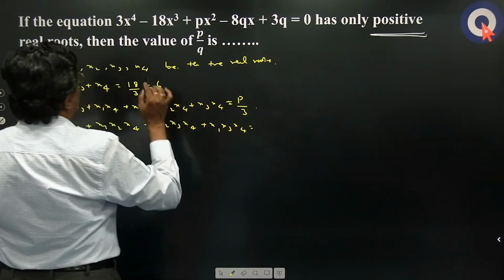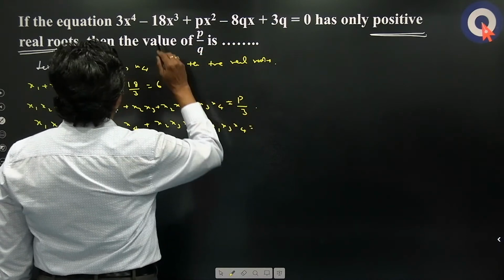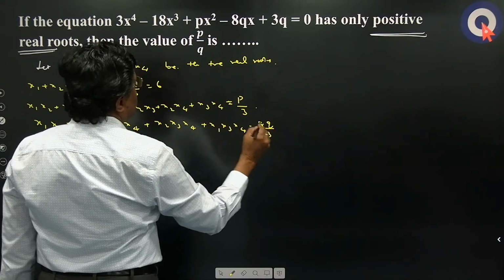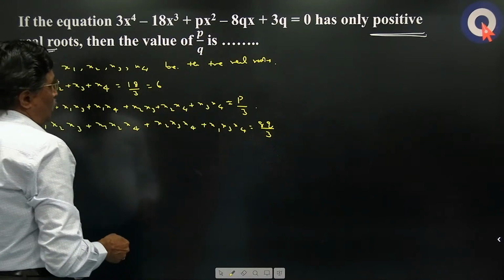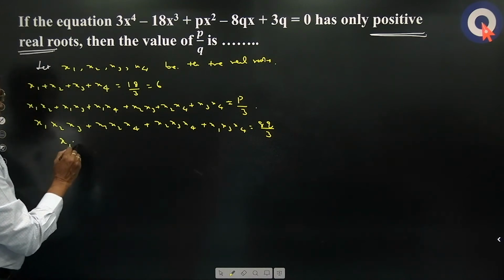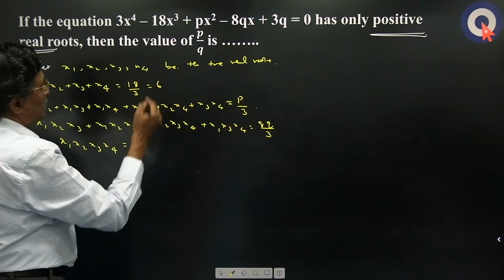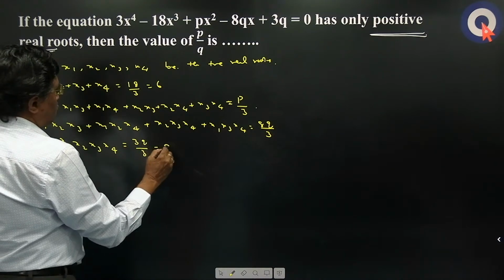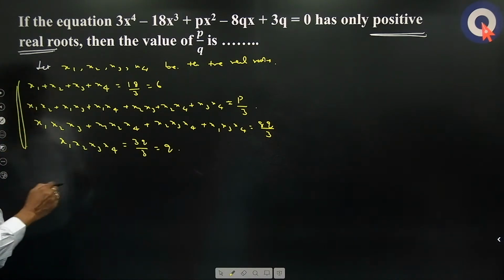This is 8q by 3, because you have minus b by a, c by a, again minus d by a. So minus of minus 8q by 3. All right. And then x1 x2 x3 x4 is equal to the product, a plus 3q by 3, which is q. So let this be in front of us. We'll see how to make use of some of them.